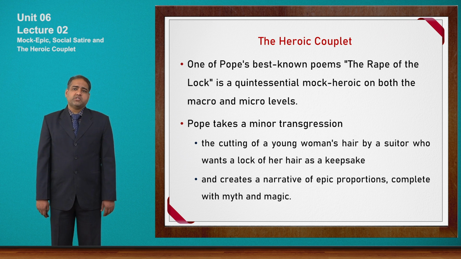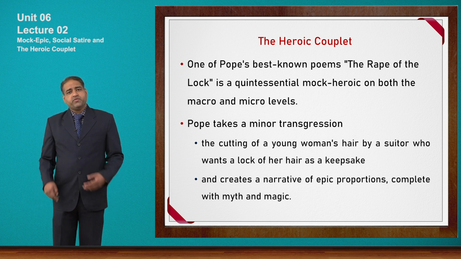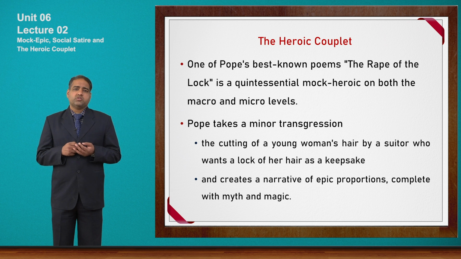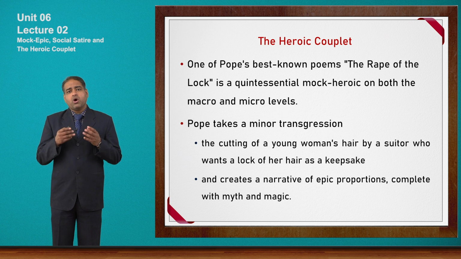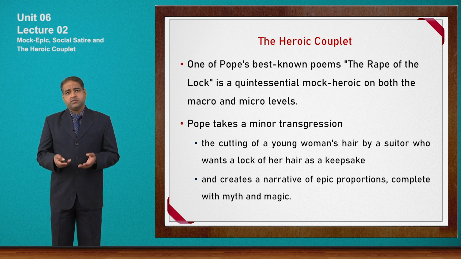One of the Pope's best known poems, The Rape of the Lock, is a quintessential mock heroic on both the macro and micro level. Friends, when we talk about this poem, it is not only a social satire in a broader perspective of the society, but at the micro level also this poem is an excellent artistic piece. Because the language which Pope has used here, Pope has worked so hard to prove his craftsmanship in this poem, Rape of the Lock. The language is excellently produced, and it is tightly knit into the structure of heroic couplet. We are going to see how in the coming slides.